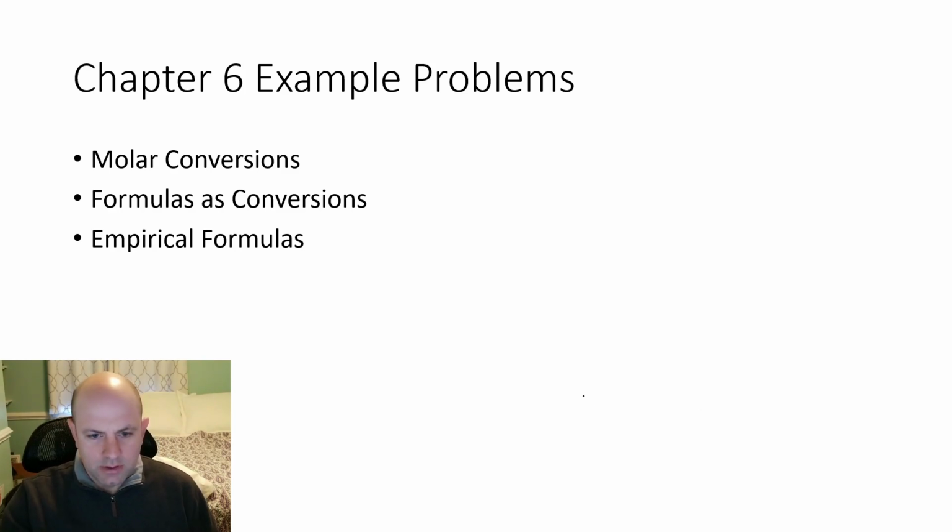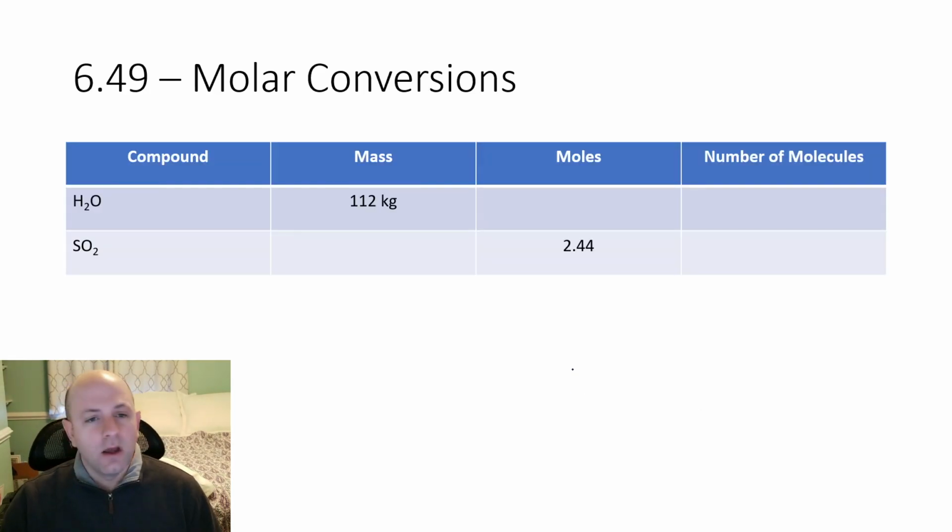Alright, first off, molar conversions. This is the backbone, right? This is how we go to moles or from moles to a variety of other things. So if we look here, we have two rows. We've got water and we've got sulfur dioxide. We've got columns for mass, moles, and molecules. So we want to do conversions between them.